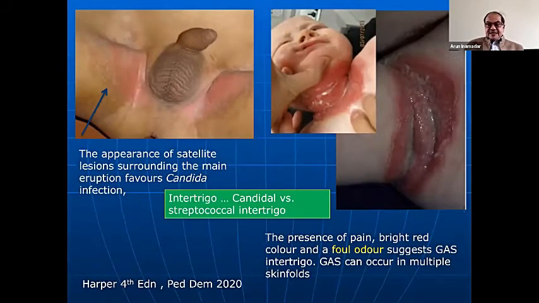The presence of pain and bright red color and a foul odor suggests group A streptococcal intertrigo. And one more important point is, if it is due to streptococcal intertrigo, multiple skin folds will be involved. So that is the difference between the clinical clues of candidial intertrigo and streptococcal intertrigo.